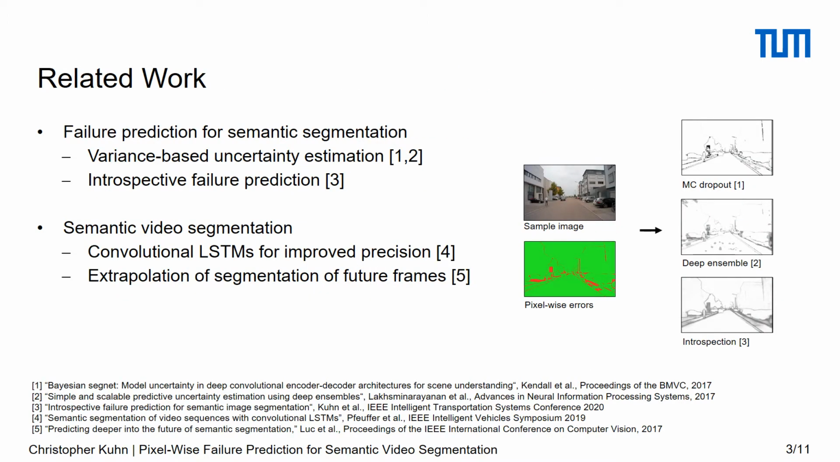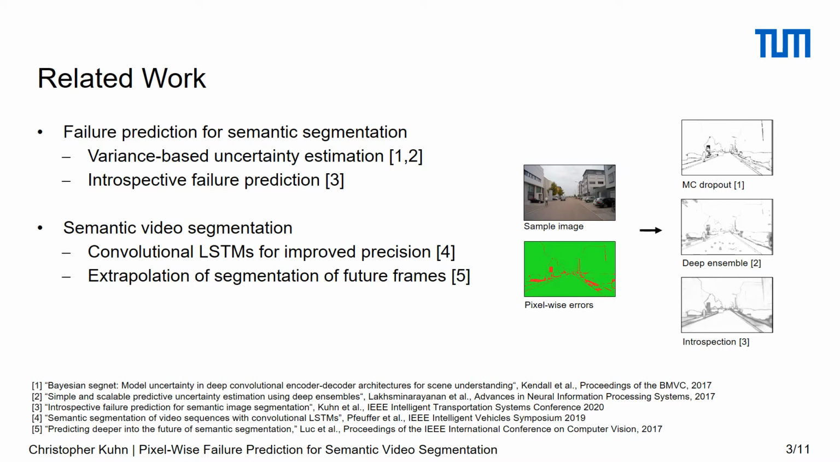So, what does related work have to offer? Failure prediction can, for example, be approached using uncertainty estimation, such as variance-based methods like MC dropout or deep ensemble. Recently, introspective failure prediction has outperformed such uncertainty estimation methods for the task of semantic segmentation failure prediction. On the right, you can see a comparison of MC dropout, deep ensemble, and introspection for a given sample image.